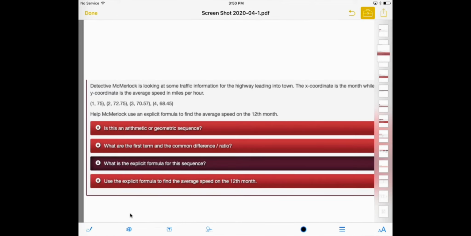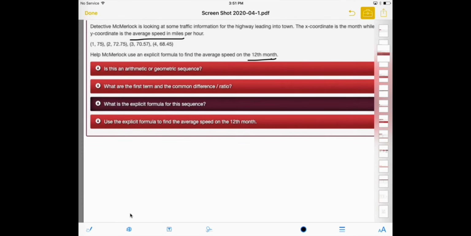Alright, so at the bottom of this page we have a couple more examples. It says Detective McMurlock is looking for some traffic information for the highway leading into town. The x-coordinate is the month, so we have 1, 2, 3, 4, just like normal, and the y-coordinate is the average speed in miles per hour. Help McMurlock use an explicit formula, so now we have to use explicit, which includes the first term, not the recursive. So I'm going to take a look at these numbers, 75, 72.75, 70.57, and then 68.45, and I've got to figure out whether it's going to be an arithmetic or a geometric sequence.